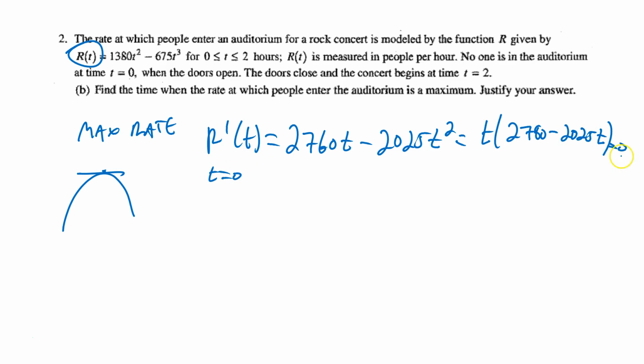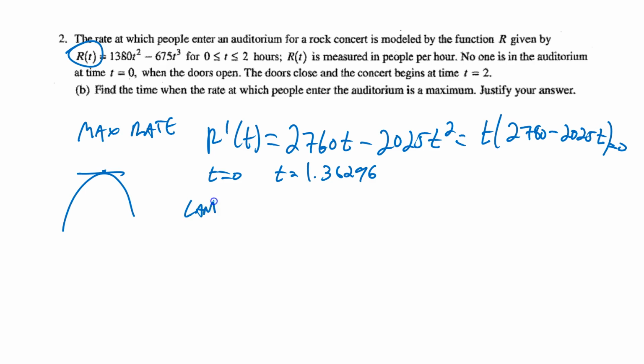And then I used the solve function on my calculator, or you could graph it and find the 0. t equals 1.36296 is also a 0 of that guy. That must be what makes this guy 0. So that must be 2760 divided by 2025. So now we're going to test those. We should also test endpoints.